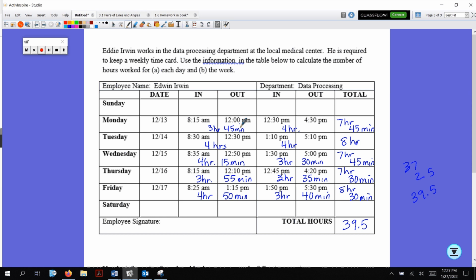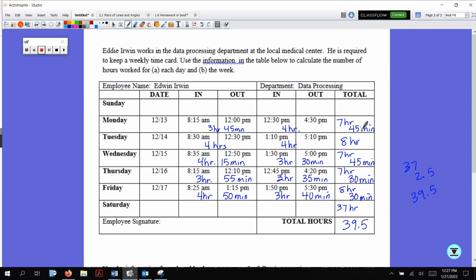So you just want to calculate your time. Then over here in the total, what I did was I added up all my hours. So 7 plus 8 plus 7 plus 7 plus 8 gives me 37 hours. And then I added up my minutes. 45 minutes, 45 minutes, 30 minutes, 30 minutes.